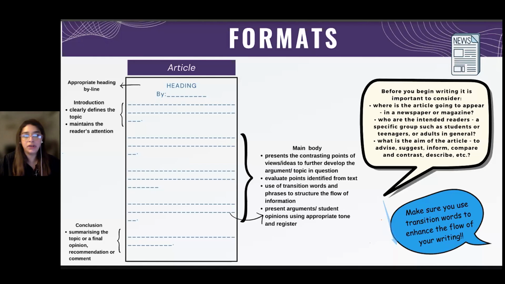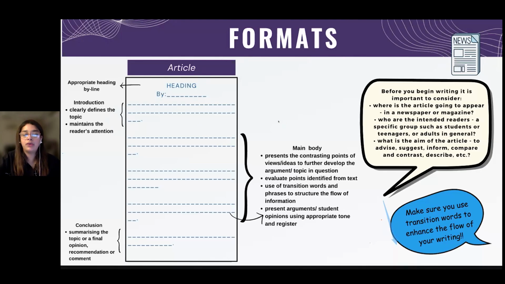The first thing to keep in mind is that once we have the heading and byline out of the way, the next thing is our introduction. This is where we clearly identify what the topic is. We mention what we're talking about, and we have to keep in mind that our article is meant for a particular audience.